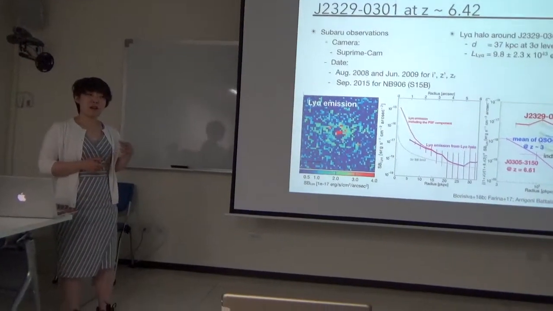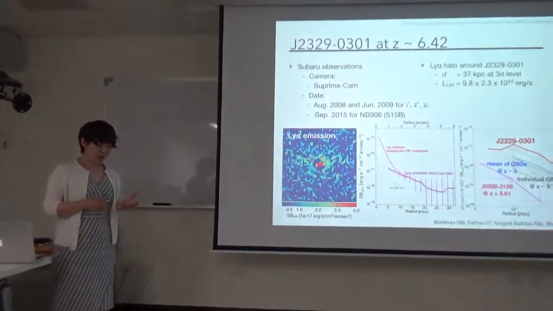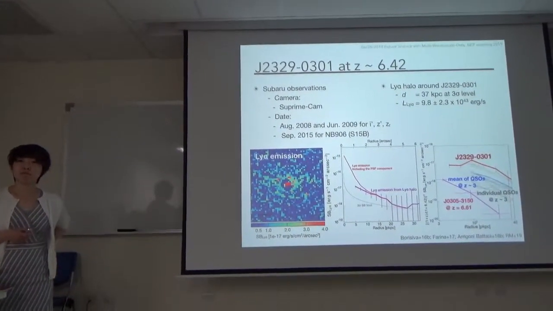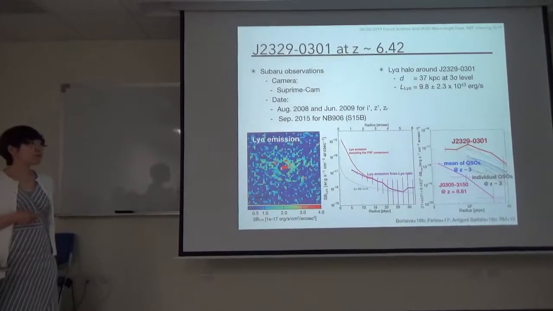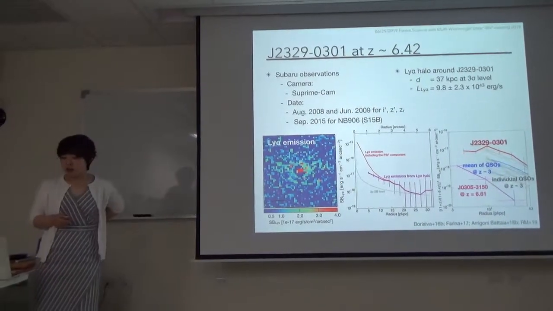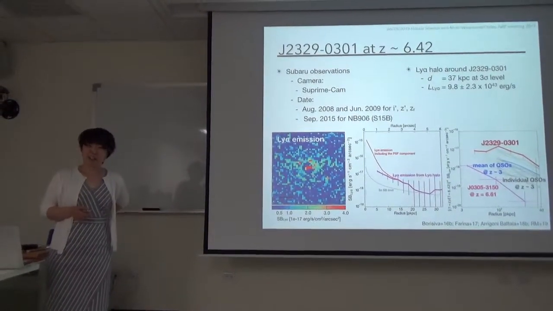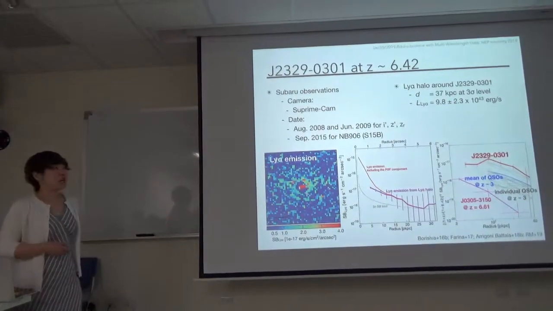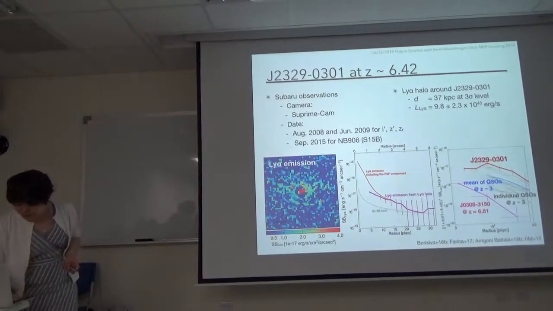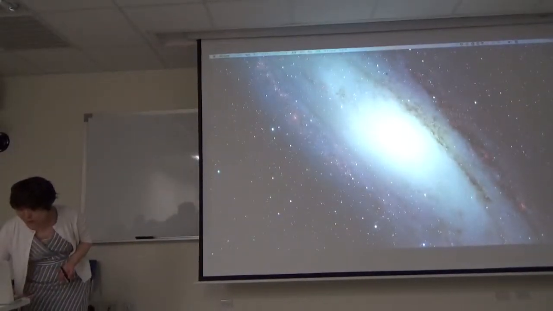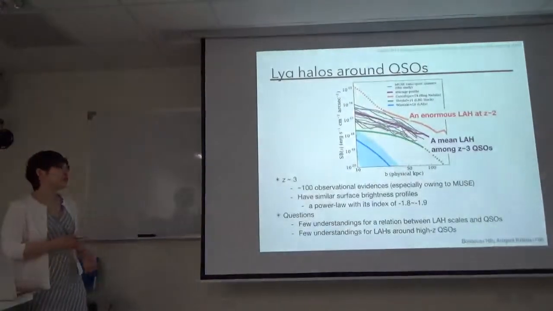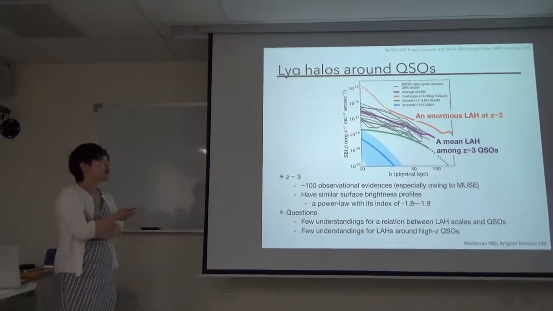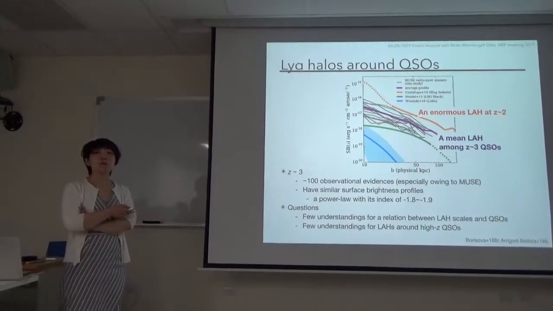Do you mean why Lyman break galaxies have Lyman alpha halos? Right. Is it the same process, photoionization from the central object? Actually, it's quite a good question because it's still puzzling. They're up at 10 to the minus 17 easily. How can they do that? They have nothing compared to that quasar.